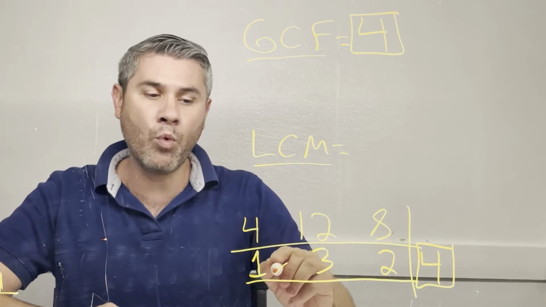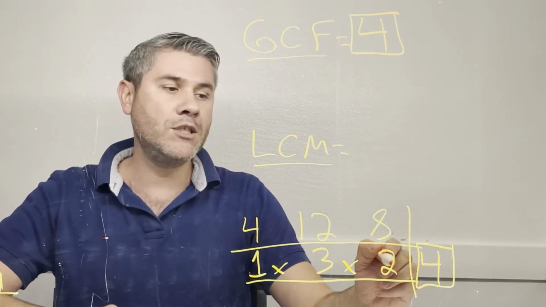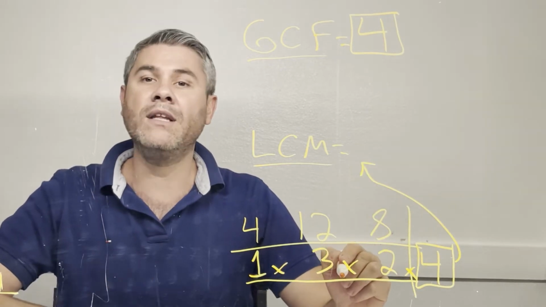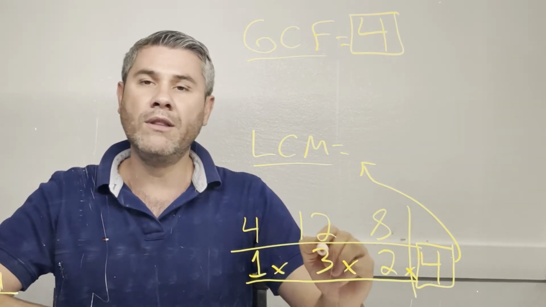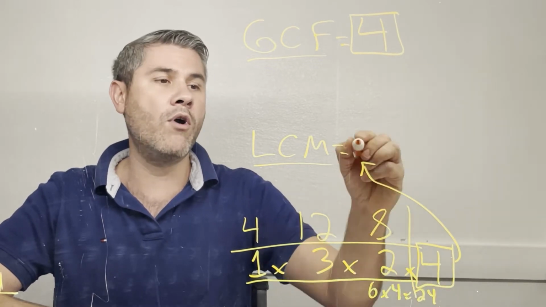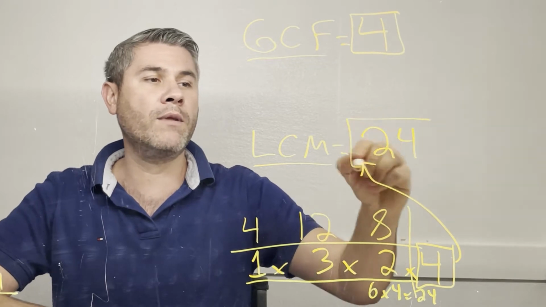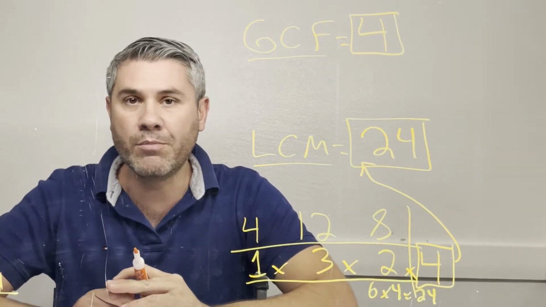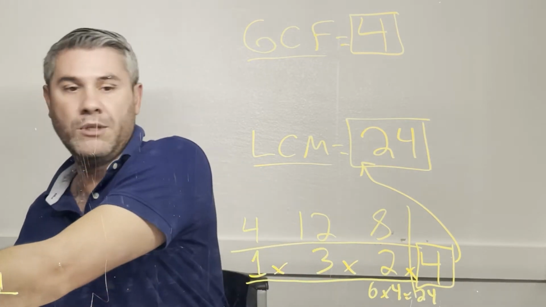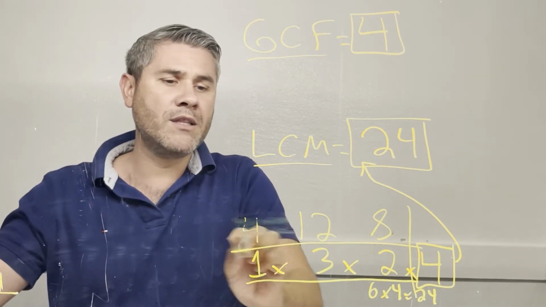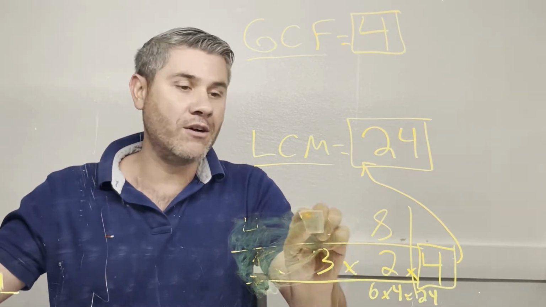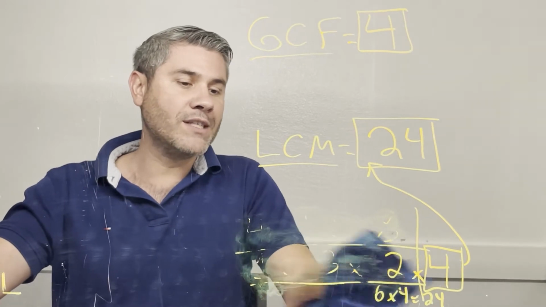But if we multiply 1 times 3 times 2 times 4, that result will provide the least common multiple, which is 1 times 3, 3. 3 times 2 is 6. 6 times 4 would be, in this case, 24. Therefore, 24 would give us the least common multiple of those numbers, and 4 gave us the greatest common factor between those numbers. Let's put other numbers in perspective so you could see different examples and put it into practice, guys.